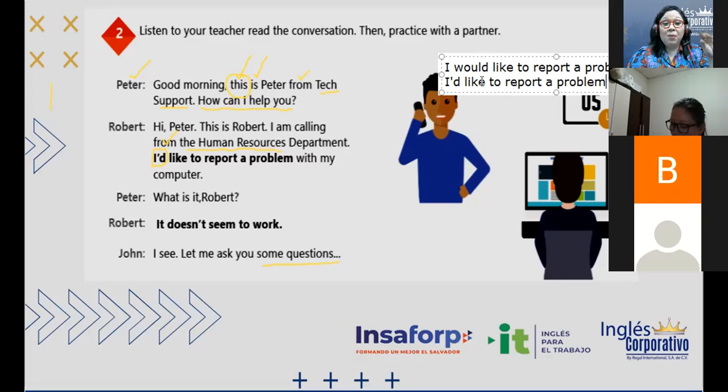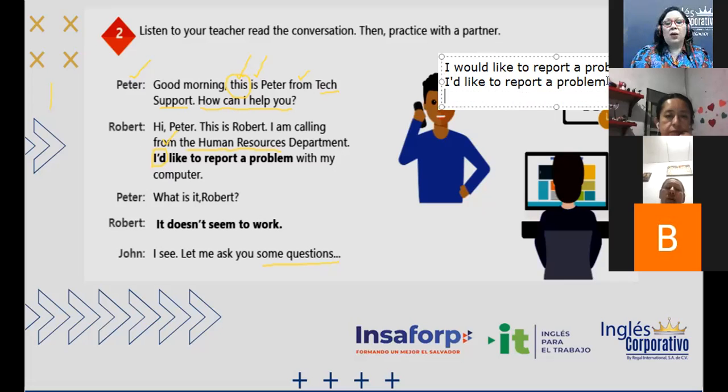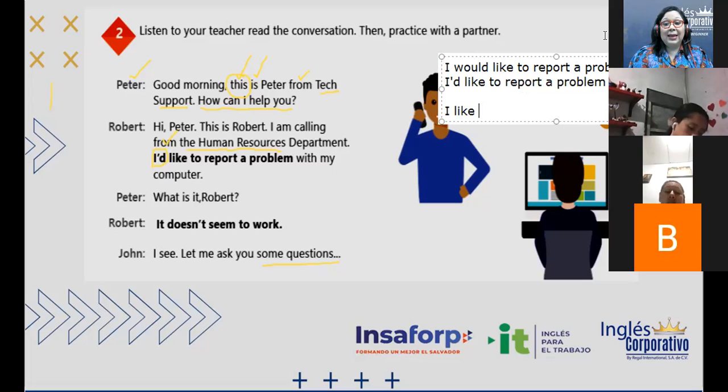Entonces, cuando hablamos, contraction. I'd like to report a problem. Repitamos eso todos. I'd like to report a problem. Okay. Ahora miren acá, si ustedes me dicen así, I like, no me están pronunciando la letra D.